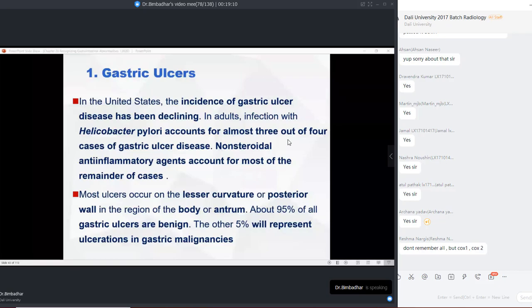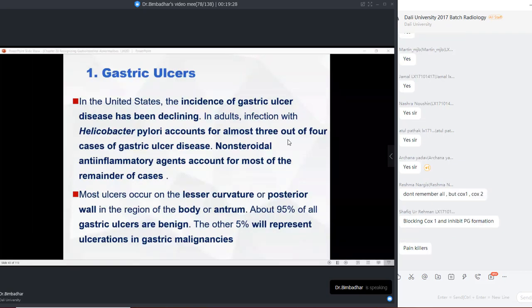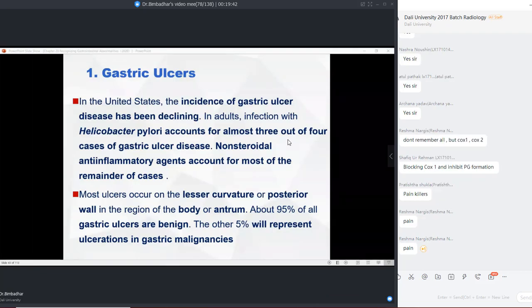Actually, you see here, all the NSAIDs are used for any kind of inflammation. What are NSAIDs actually used for? Aceclofenac, paracetamol. Okay, so they are going to block COX-1 and inhibit prostaglandin formation, right? They are analgesics, right? Yes. Okay. So what are prostaglandins responsible for? When you actually reduce prostaglandins, what happens?